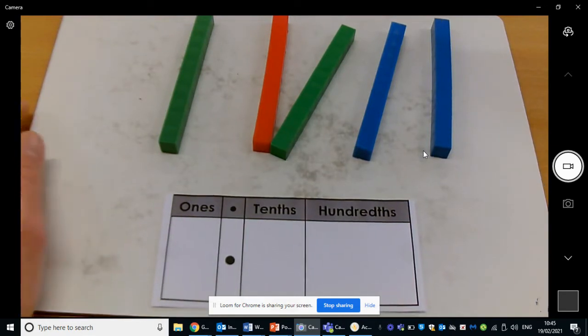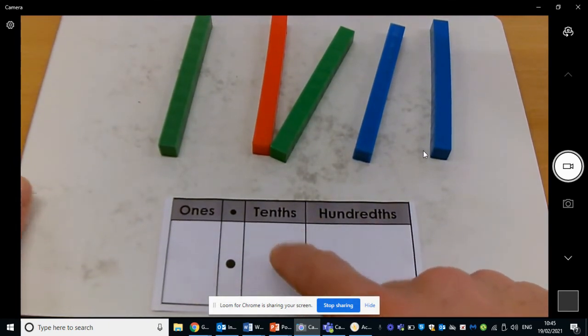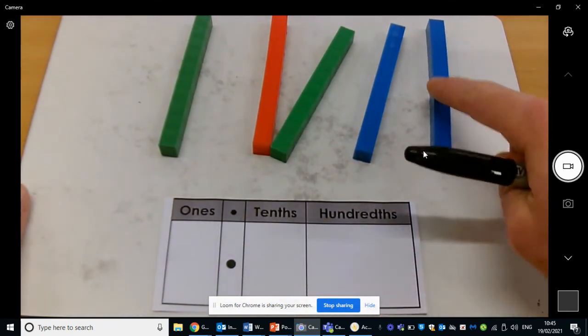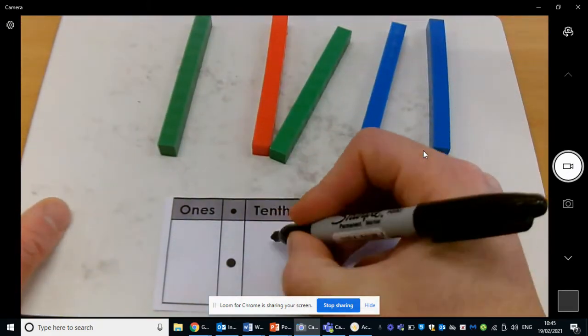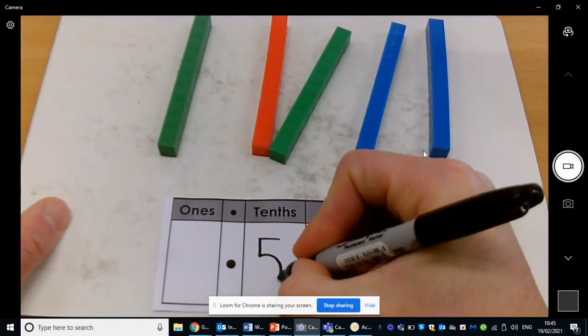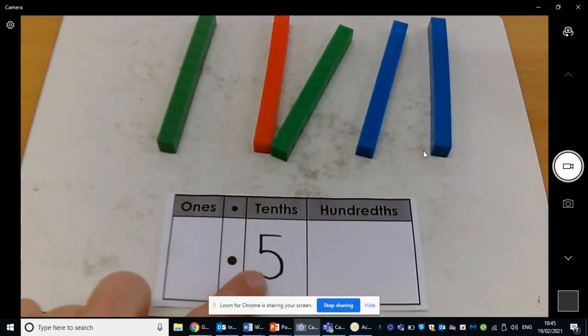So hopefully you've had a chance to look at that. The first thing we're going to do is count the number of tenths because there aren't any hundredths, so we'll start with the next smallest thing, which is the tenths. How many are there? 1, 2, 3, 4, 5. Now, how many ones are there? Okay, there aren't any as far as I can see. So we can leave that blank and put just .5.